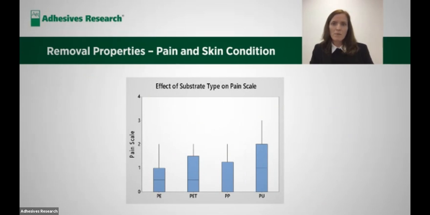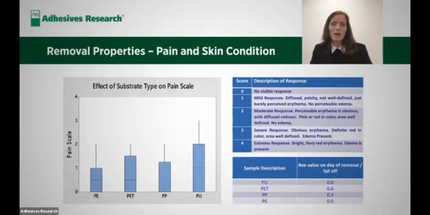Here we see on this graph the example we illustrated in an earlier slide, where the polyurethane and the polyester samples provided the higher ratings and the PE samples provided the most favorable performance. Skin condition on removal is also a critical parameter. Again, here participants are requested to provide a rating for skin condition on removal, ranging from 0 for no visible response, to 4 for bright fiery response with edema present. Again, here we can see that the polyethylene and the polypropylene substrates performed the most favorably.